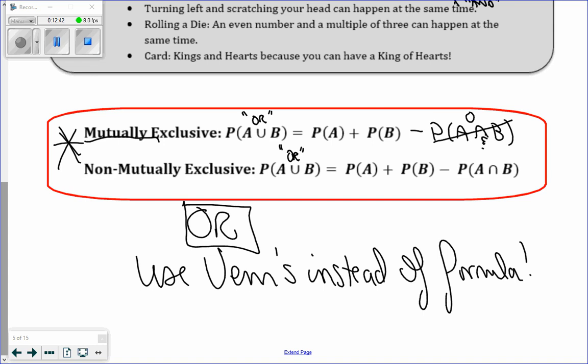I'm going to show you how to do these using the Venn diagrams instead of using the formulas. But it's entirely up to you how you think about this. I'm good either way, okay?